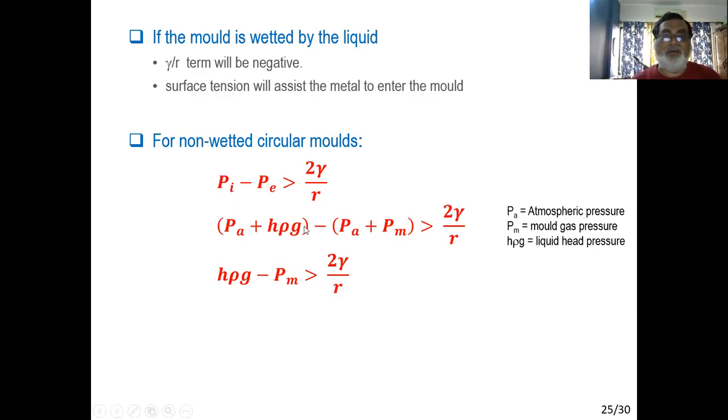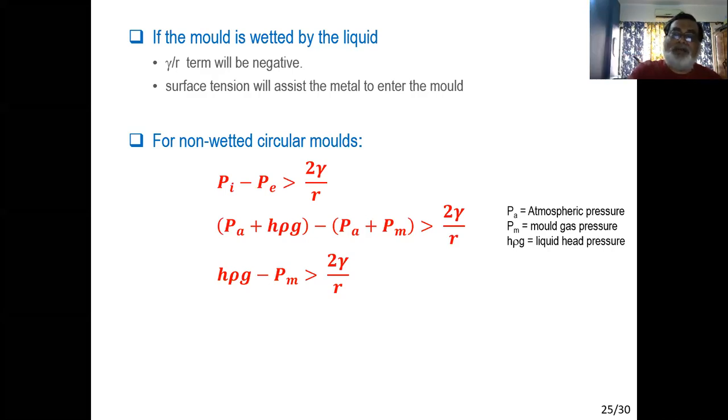And there is another one which is called metal head pressure, H rho G. Because of the height of the sprue, it will experience the metal head pressure. So metal head pressure and atmospheric pressure, these are the two positive components of internal pressure that aid the flow of liquid metal. Resistance will be offered by two aspects. Again, here is Pa, which will be experienced through the mold because the mold is open to the atmosphere.